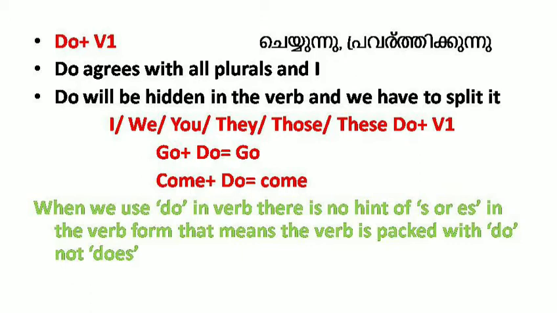Go plus do, that becomes go. Come plus do becomes come in the sentences. When we use do in a verb, there is no hint of s or es in the verb form. That means the verb is packed with do, not does, in the V1 form of the sentence.